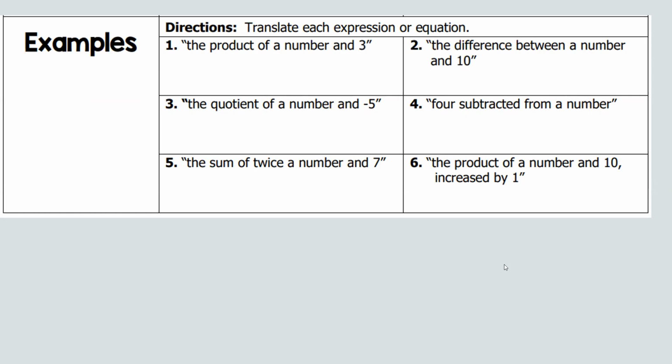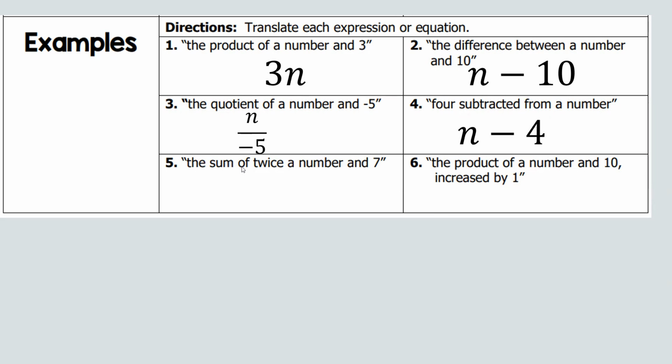Product of a number and 3, that's multiplication, so 3n. The difference between a number and 10, that would just be n minus 10. The quotient of a number and 5, negative 5, excuse me, look like that. 4 subtracted from. For subtracted from, you got to flip that sign.